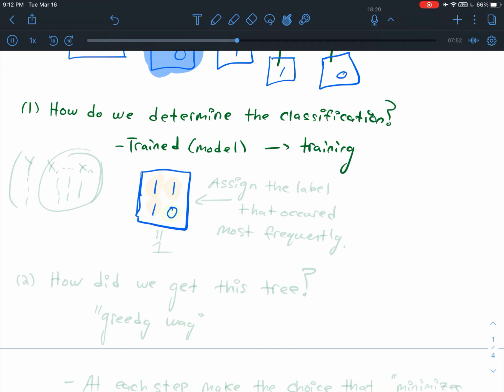That means, because remember again, in these classification problems, we have the true labels, and then we have some data. So when we train our model on this data, I look to see where each data point lands in these end boxes, and then I count the true labels that come with it. And then for each of these boxes, I simply assign the classification. So I assign the label that occurred most frequently.